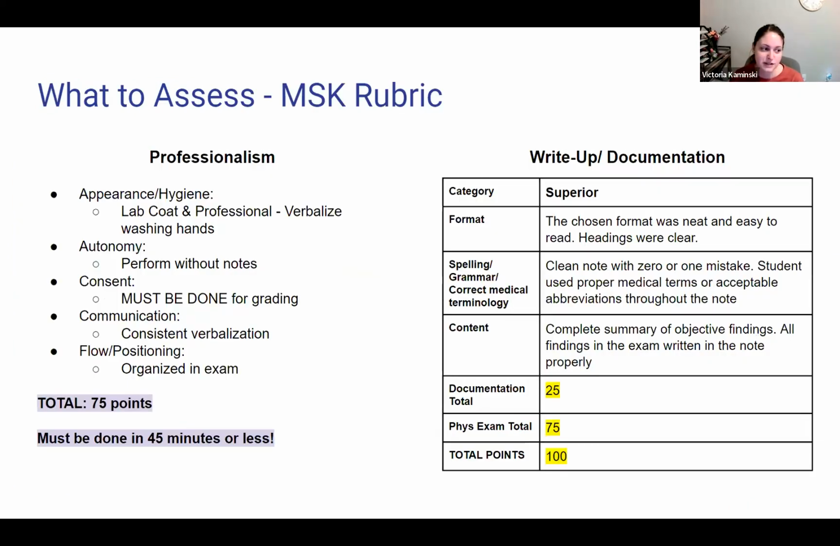So professionalism, you're getting your points for wearing your lab coat, appearing to be in professional dress and attire. You're not wearing scrubs, you're not barefoot. You verbalize that you washed your hands with autonomy. You want to make sure that you're performing this without notes, that you're doing this from memory. You are also very close to getting to your head to toe exam. And remember, you can submit that at any time.